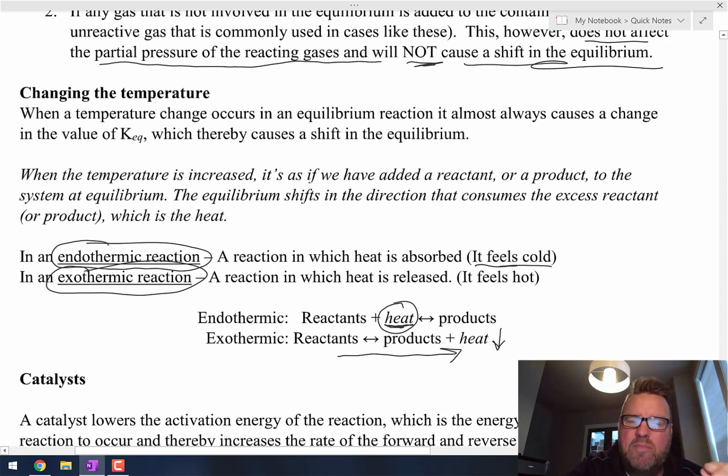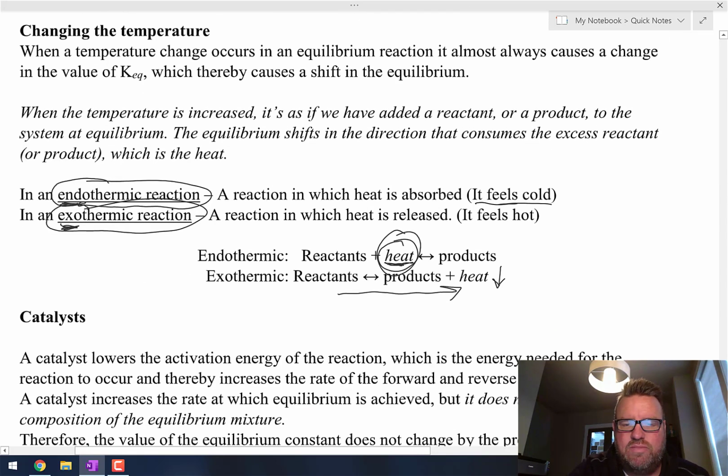You just need to remember, if it's exothermic, the heat goes on the product side because it's releasing heat. I think of it as exo, like exiting. The heat is exiting the reaction, so it's on the product side. And with endothermic, I think of into, like it's going into the reaction. You need it, so heat goes on the reactant side.